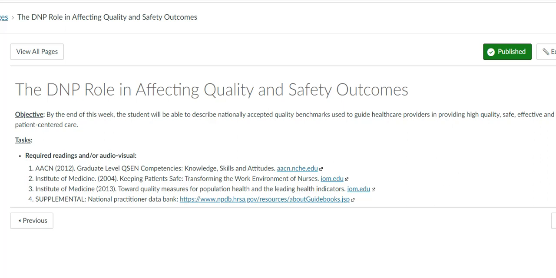The PhD nurse also plays a role in improving quality and safety outcomes. Oftentimes, their role is generating new knowledge that needs to be implemented in practice. The advanced nurse educator also plays a role in educating nurses on quality benchmarks to improve safety and quality in the healthcare field. This week, we will look at several benchmarks that are used to measure quality.